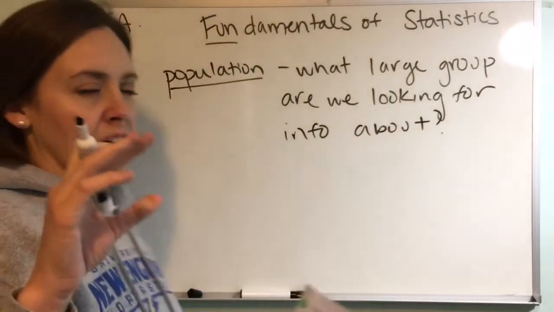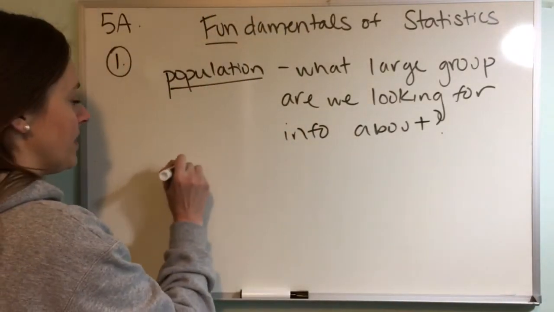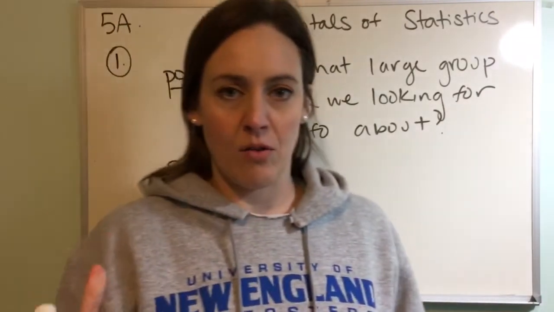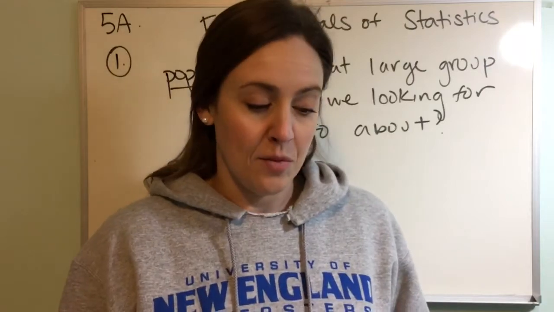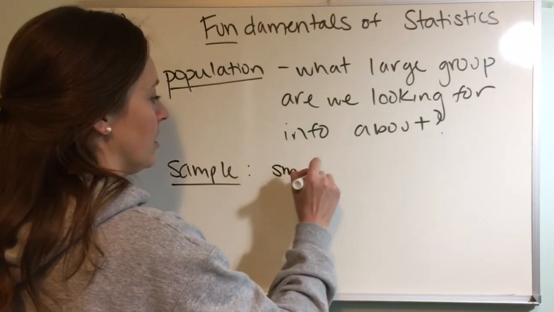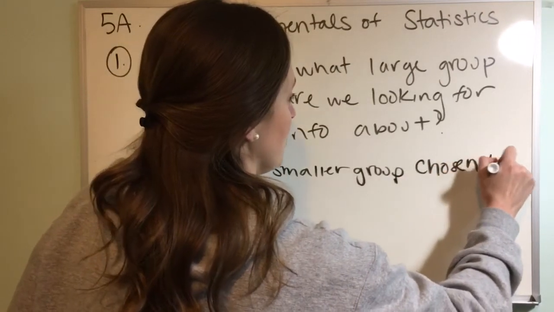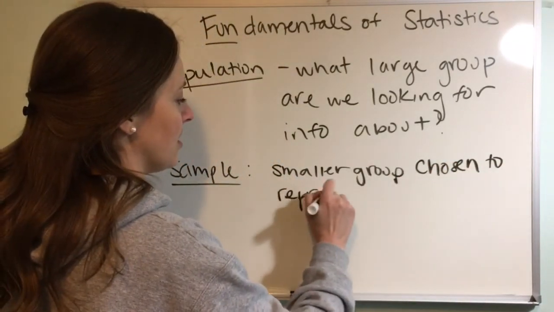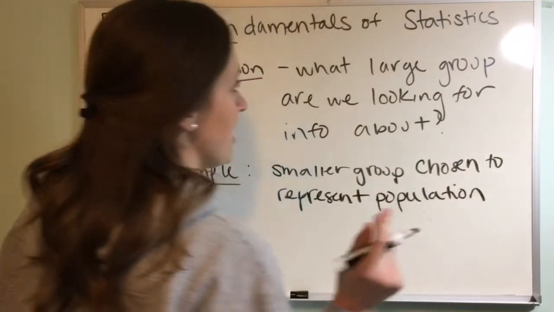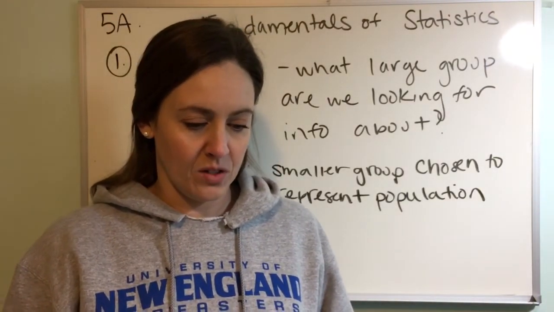And then a subgroup of this will be the sample. So the sample is a representative amount of people from the larger population. So the sample, I'll call it the smaller group chosen to represent the population.